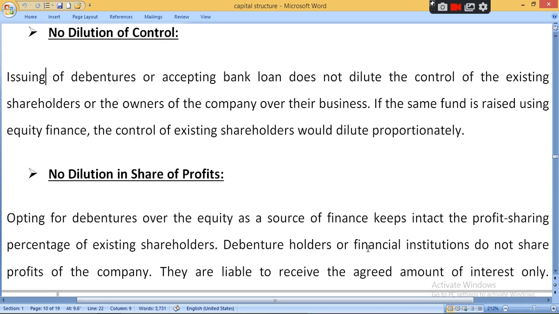A debenture holder, for example, in your capital structure, what is there? Equity plus debenture. So whatever profit is earned by the company, even if the company earns a lot of profit, the company will pay only the fixed interest to the debenture holder. So the debenture holder cannot participate in surplus profit of the company, clear. Debenture holders do not share profit of the company. Even if the company has extra profit, it will pay fixed interest, so they cannot participate in surplus profit. They are liable to receive the agreed amount of fixed interest only.